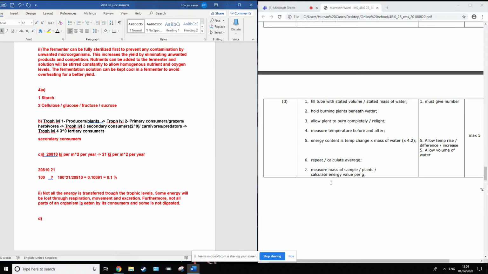Anyway, the food is speared on the end of a mounted needle and then held in a Bunsen burner flame until it catches fire. This might take 30 seconds or so. When the food is alight, the mounted needle is used to hold the burning food underneath the boiling tube of water, so that the flame heats up the water. This is continued, relighting the food if it goes out, until the food will no longer burn.